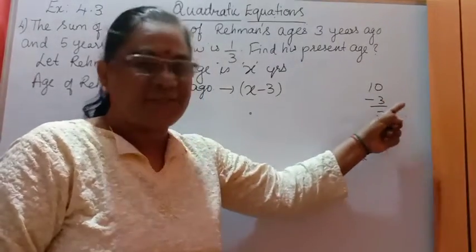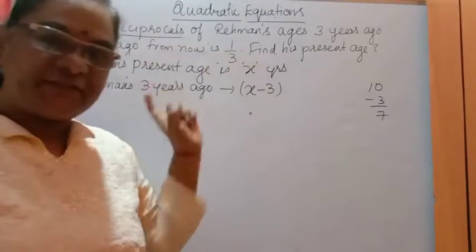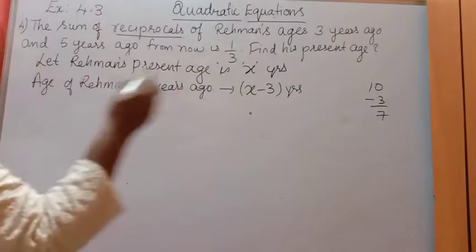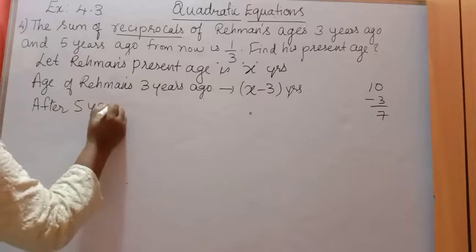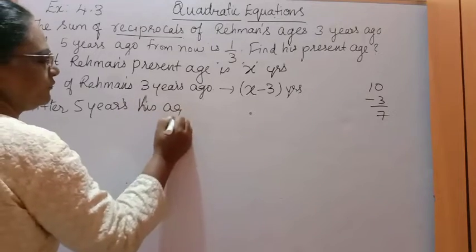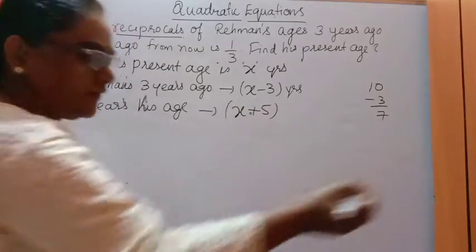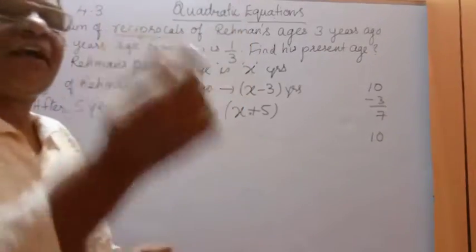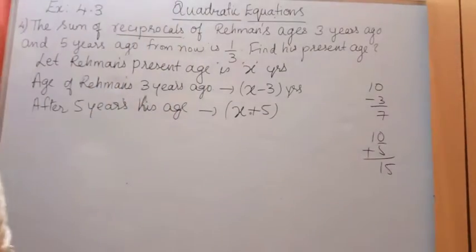What you have to do is subtract 3. Same thing I have done. I don't know the age, so I have put x as his present age, and 3 years back this was his age. So after 5 years, what will be his age? Present age after 5 years means it will increase by 5 years. For example, now the present age is 10. After 5 years, how many years will he be? 15 years. Means you have to add 5.